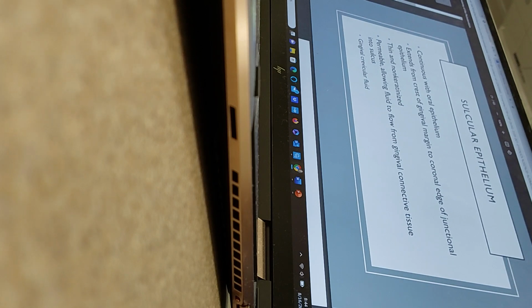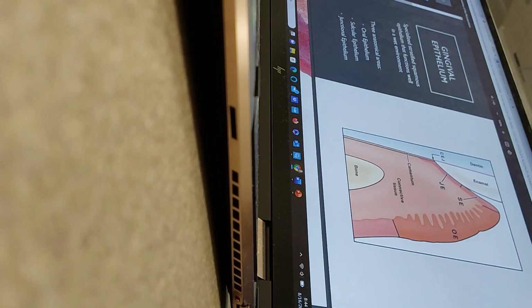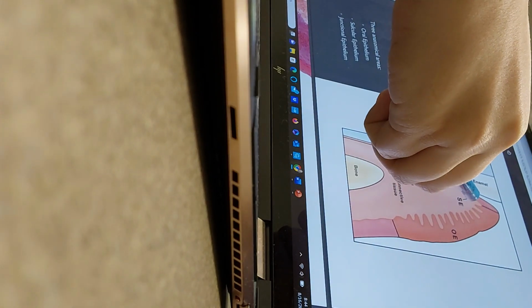The sulcular epithelium only has 3 cell layers: the basal cell layer and prickle cell layer, and then its most superficial layer is called the superficial cell layer. Flattened cells without keratin. In health, it has a smooth interface. So you guys saw that in that previous picture, right? This one right here. Here is the sulcular epithelium. It has a smooth interface.